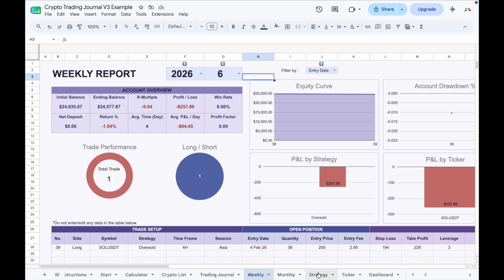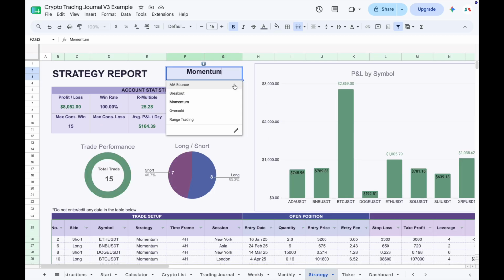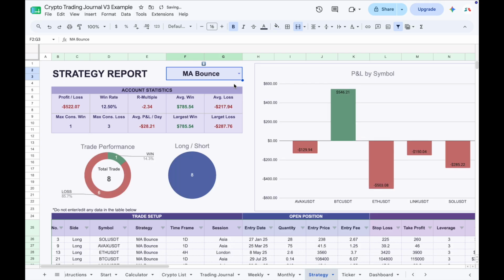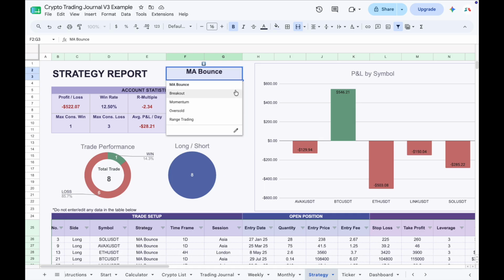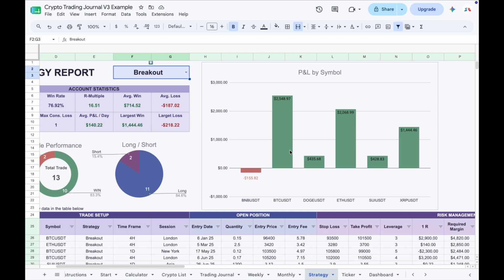One of my favorite pages is the strategy report. Instead of guessing whether a strategy is working, you can let the data answer that question. Choose any strategy from the drop-down list, and you'll see every trade taken using that setup. The report includes key statistics like total profit, win rate, average winner, average loser, largest win, largest loss, average daily profit, and your longest winning and losing streaks. You'll also see charts showing which crypto symbols perform best with that strategy.